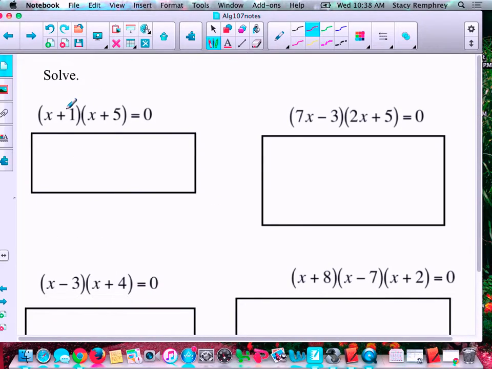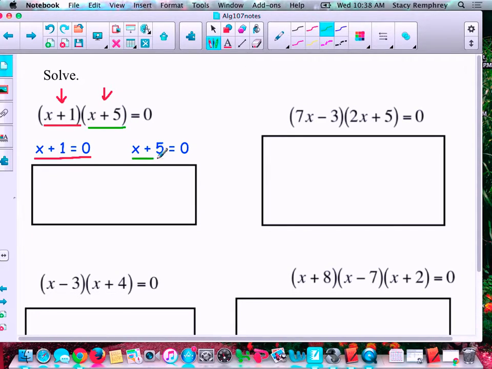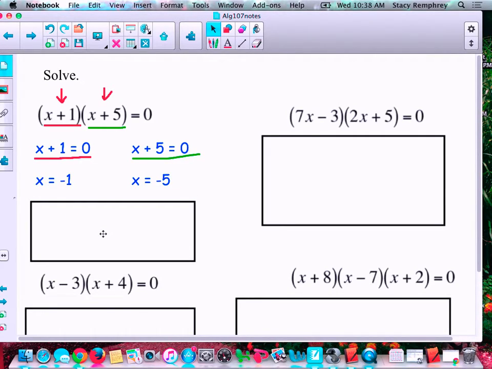All right, in the first one, I have x plus 1 times x plus 5 equals 0. So what are the factors? What's multiplying to be 0? This and this. So if I could make this 0, it doesn't really matter what that is. 0 times anything is 0. So what I'm going to do is say, what would make this factor equal 0? And what would make this factor equal 0? So looking at each one, solve the equations, which I think you can do.